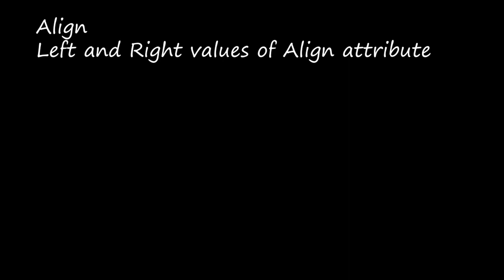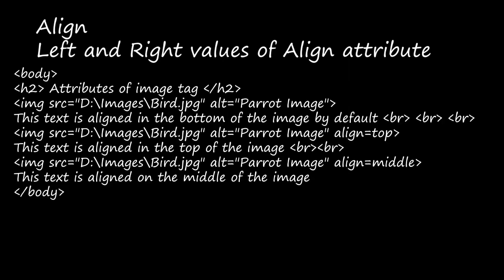Okay, this attribute will have some values: bottom, middle, top. If you give bottom, this will align the bottom of the image with the baseline of the text. This is the default setting. If you do not give this also, normally if you have a text, you will have a bottom line in that text, right? That baseline of the text will be the bottom line of the image.